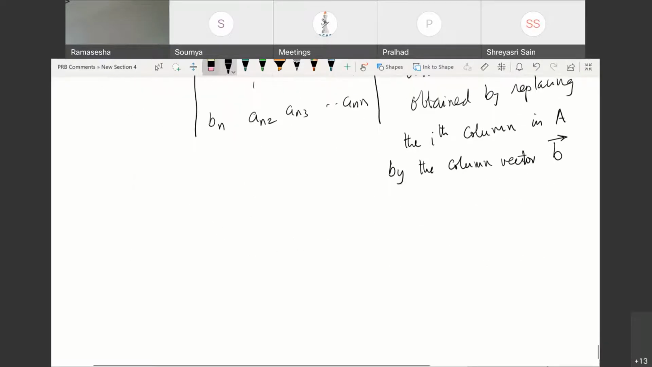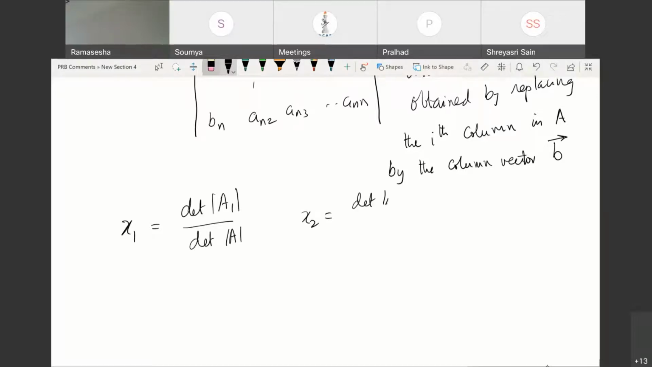Is this clear? So that I have x1 is equal to determinant A1 divided by determinant A, x2 is equal to determinant A2 divided by determinant A, and so on and so forth. Xn is equal to determinant An divided by determinant A.